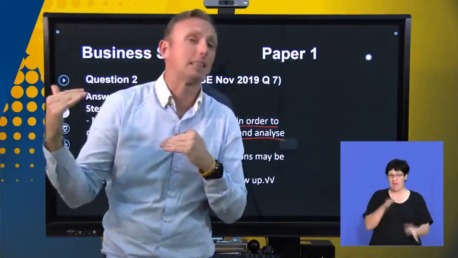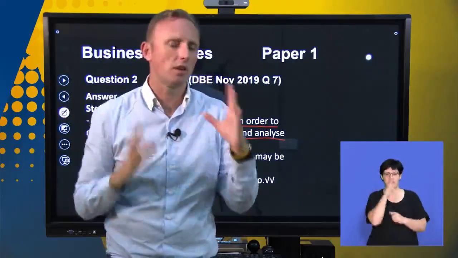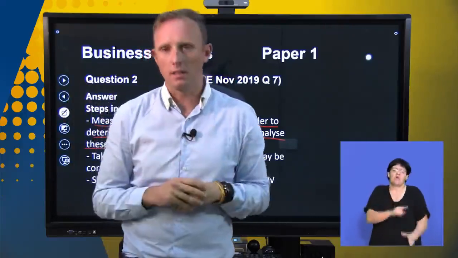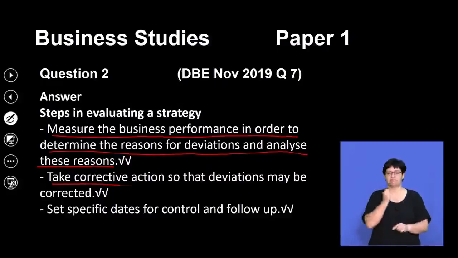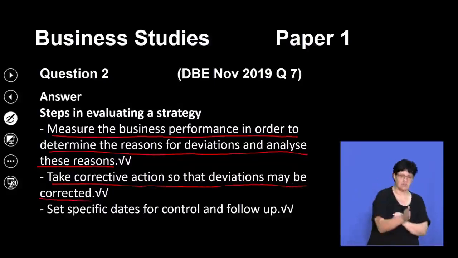So that might explain why there's a big deviation. So you have to see what is the reason for the deviation? Then we take corrective action so that the deviations may be corrected.